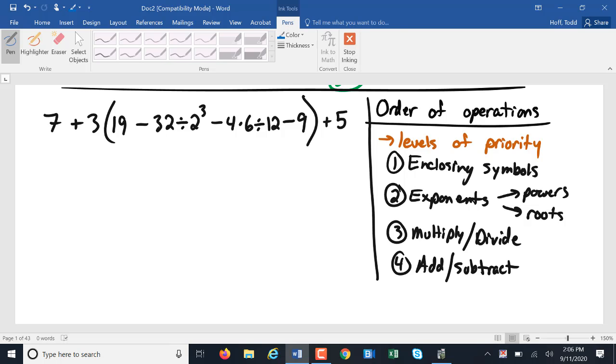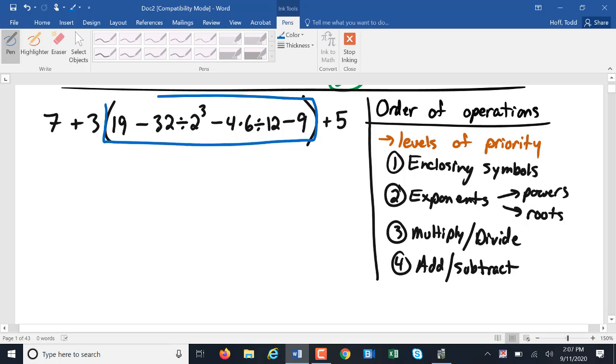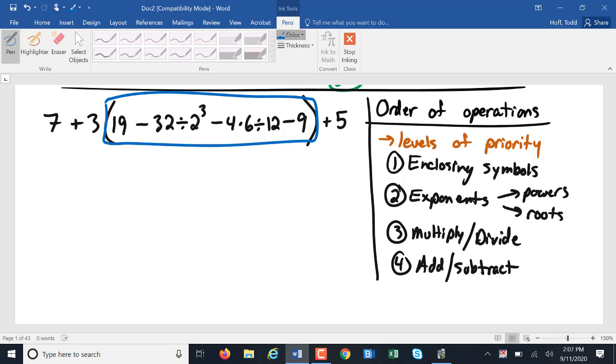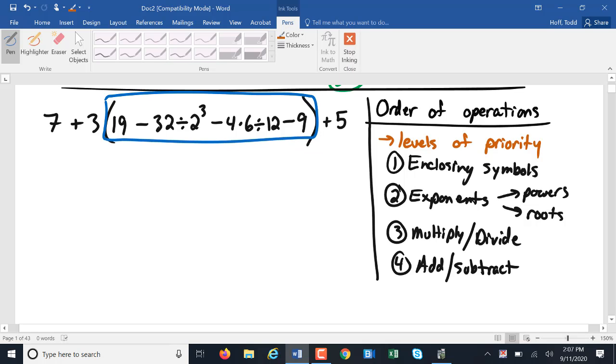So remember, we go through our levels of priority. Highest priority is the enclosing symbols, which is usually parentheses. So in this problem, we have a set of parentheses right here. So we have to find its other end and we enclose it. That's the part that's being enclosed by the parentheses. So we have to focus on that part of it.